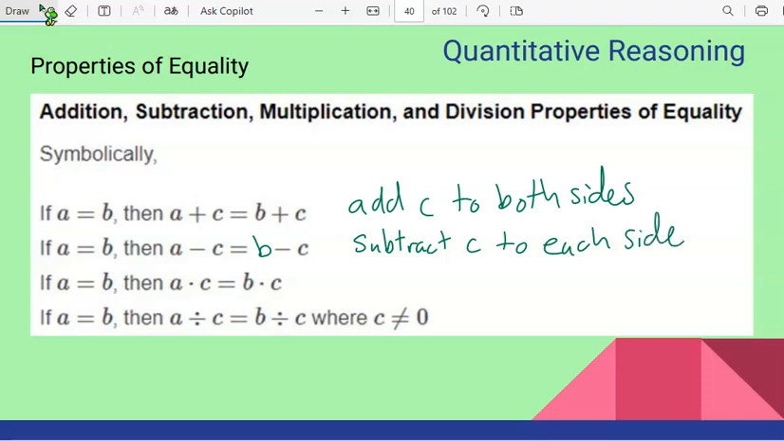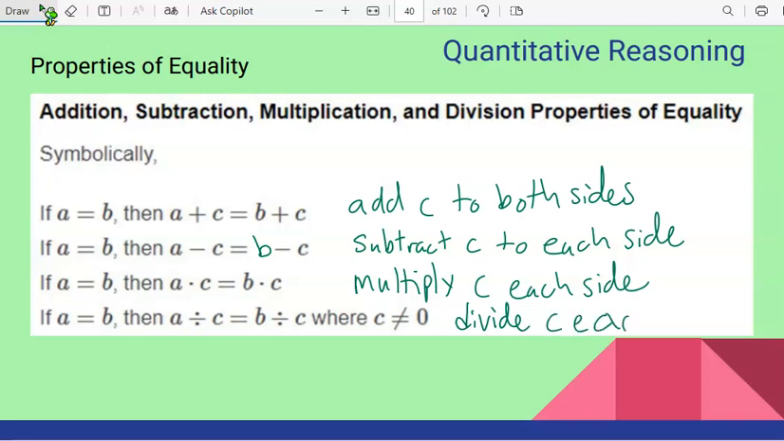If a equals b, then a times c equals b times c. That's multiply c on each side. And if a equals b, then a divided by c equals b divided by c, as long as c does not equal 0. So we divide by c on each side. These are just the 4 basic inverse operations to solve a linear equation.